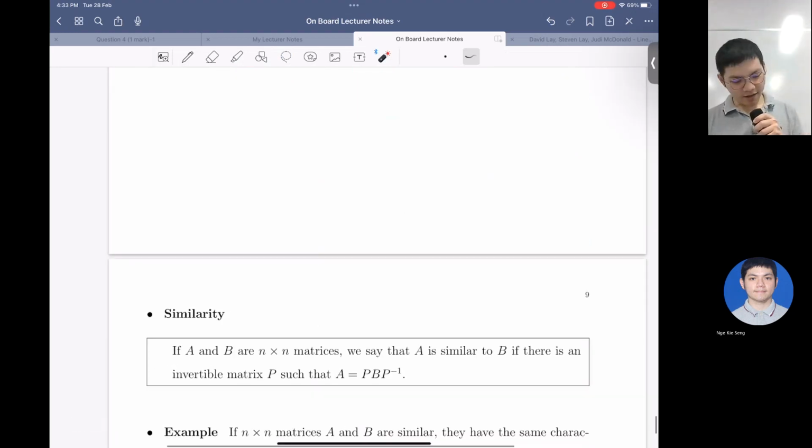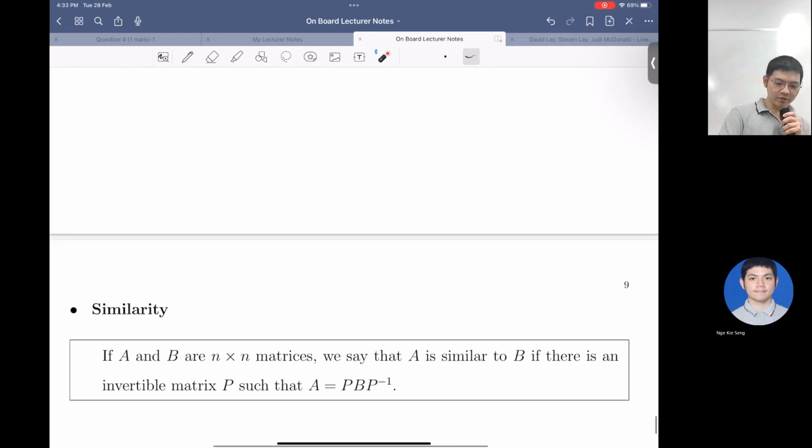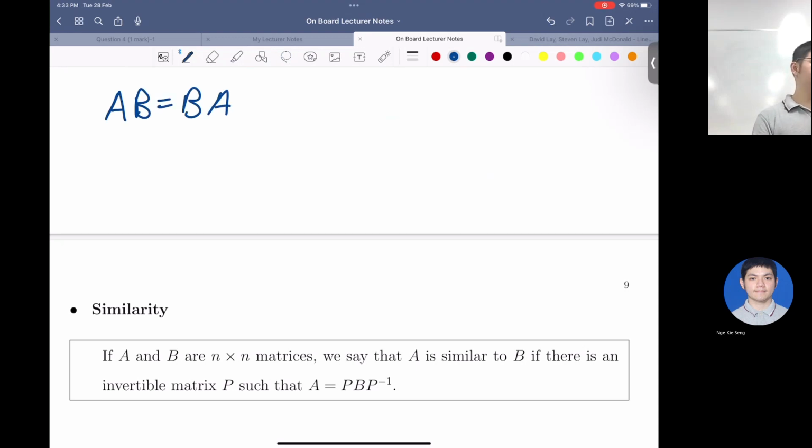Okay, the next concept we want to touch on is similarity. People keep asking me, is AB equal to BA? AB, a matrix. So is matrix multiplication commutative?